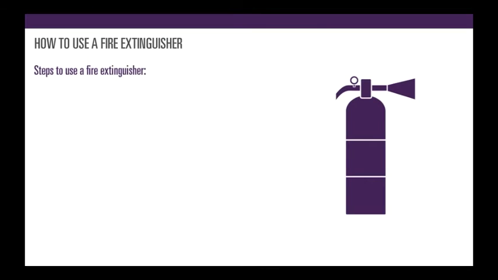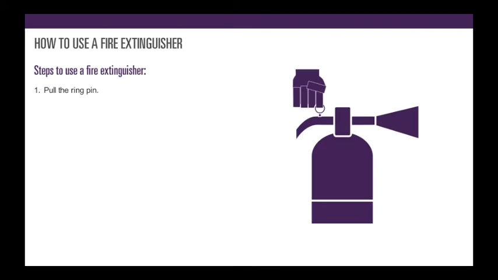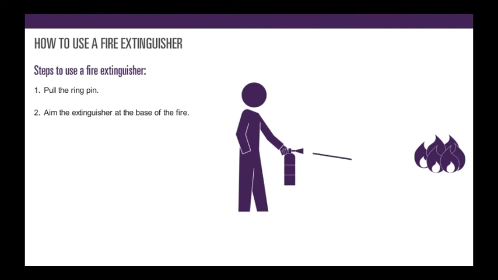There are 4 simple steps to follow when using a fire extinguisher. First, you'll need to pull the ring pin. This will snap the plastic seal. Next, aim the extinguisher at the base of the fire. Do not aim at the flames. Stay a safe distance from the flames so you don't get hurt.